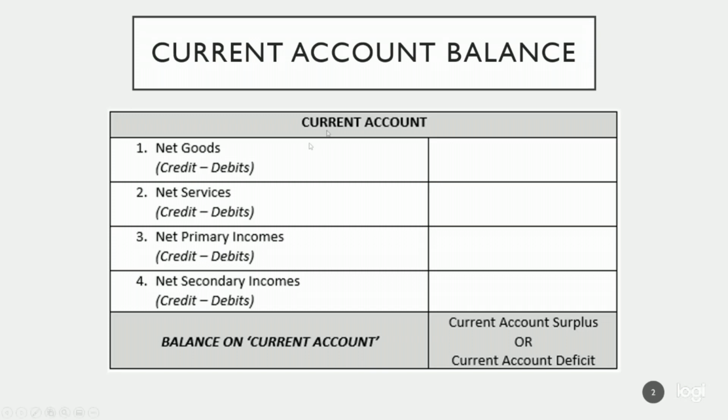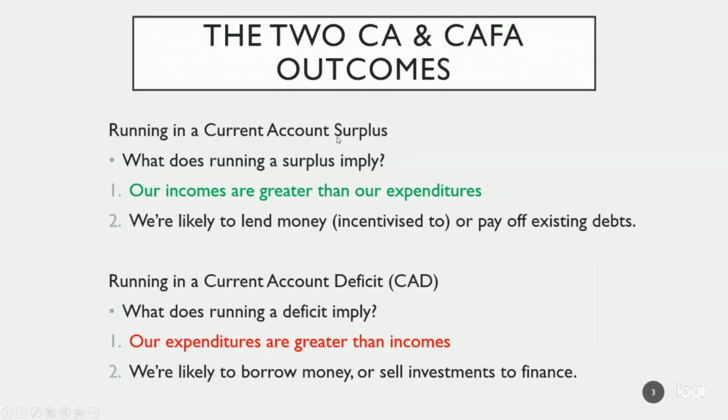What we've also done is that if you add all these different columns up, different categories, if the total value is a positive, the current account is then classified as being in a surplus. And if you add all these numbers up and you get a negative number, then you're in a current account deficit. So what does a current account surplus and deficit mean? If it's at a surplus, it simply means that our incomes are greater than our expenditures, or our credits are greater than our debits. And if we're running a current account deficit, it means that we're spending more than we are earning, which means that our debit entries are greater than our credit entries.